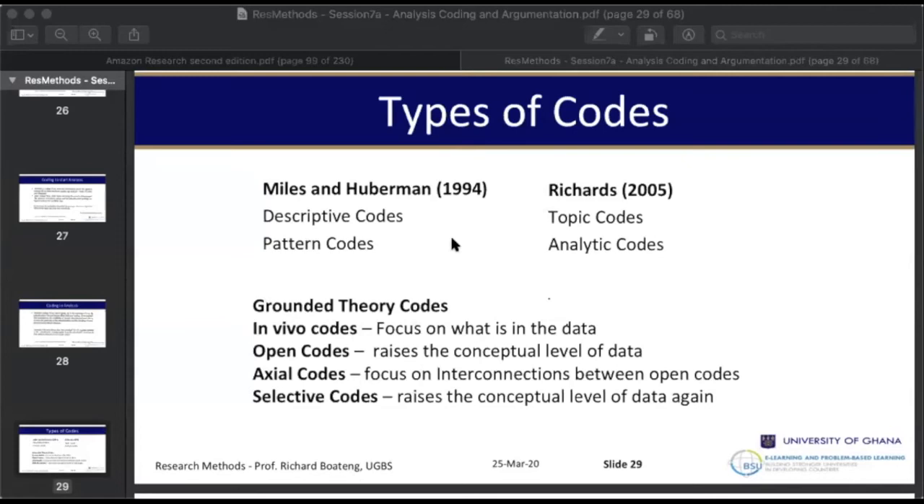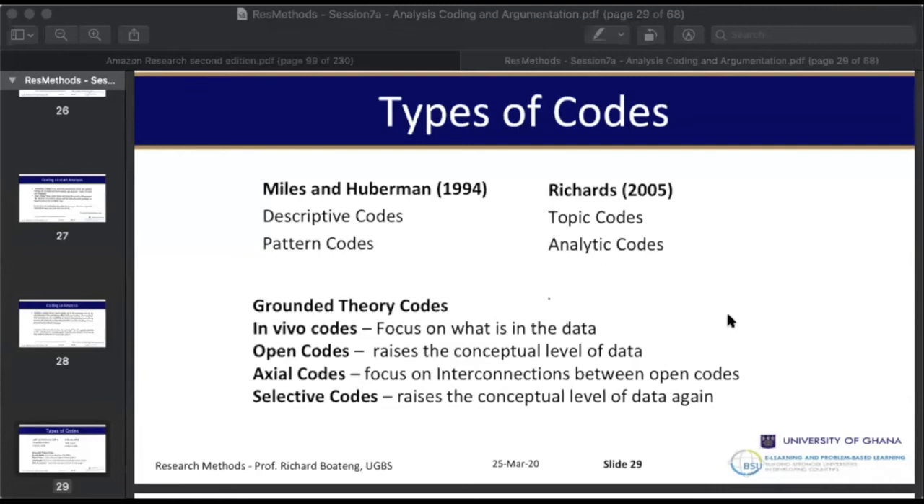Miles and Huberman talk about descriptive codes and pattern codes. So the inferential codes are also called pattern codes. Richards, 2005, talks about topic codes and then analytic codes. Both of them tend to be relevant. Both of them tell us somebody is putting some information in our platform. Both of them are based on the different types of codes from the perspective of the author.